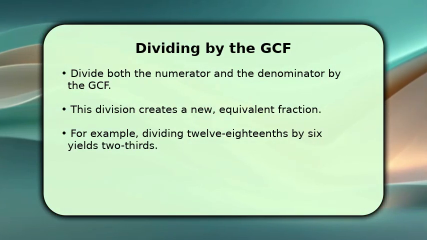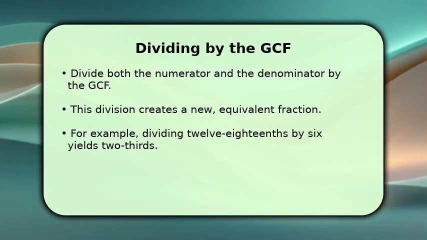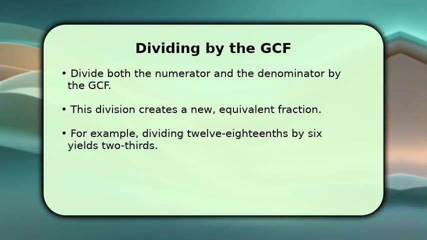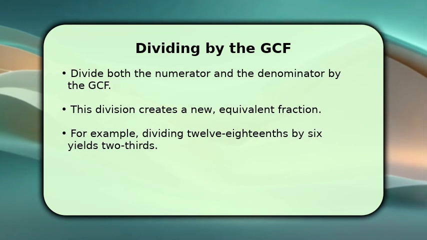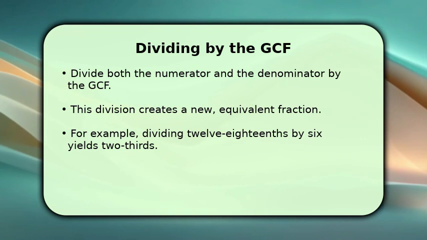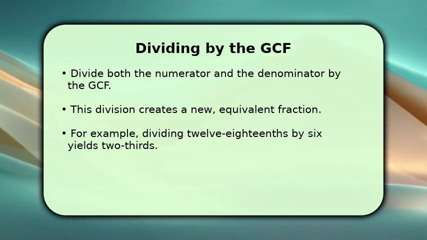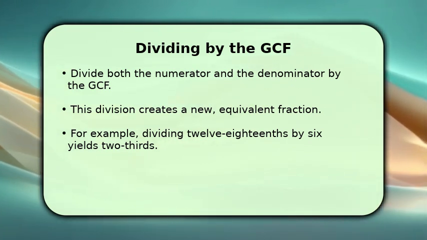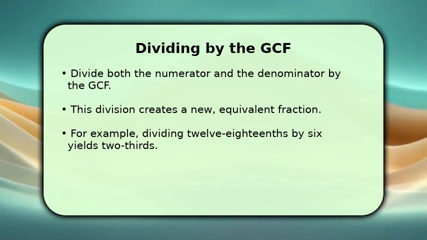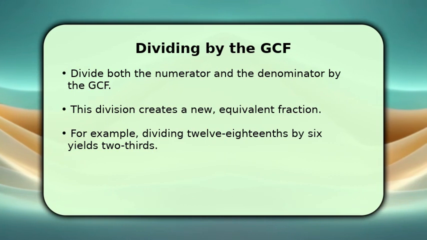Once you have identified the GCF, the next step is straightforward. Divide both the numerator and the denominator by that GCF. This action transforms your original fraction into an equivalent one, but in a simpler form. For our example of 12/18, dividing both 12 and 18 by 6 gives us 2/3. This new fraction, 2/3, is equivalent to 12/18 and is now in its simplest form.